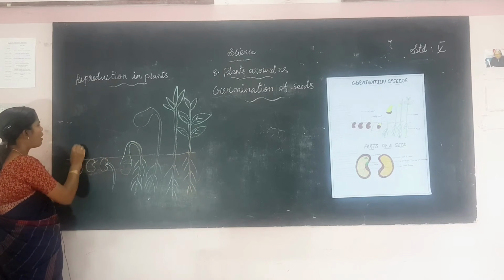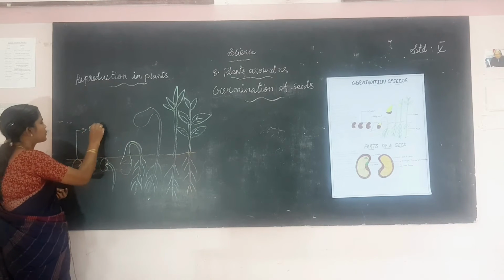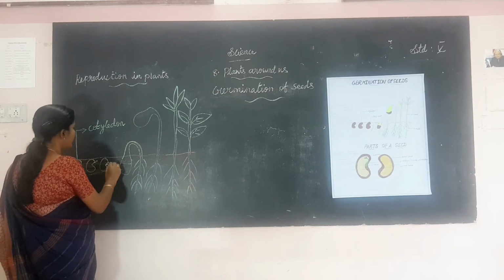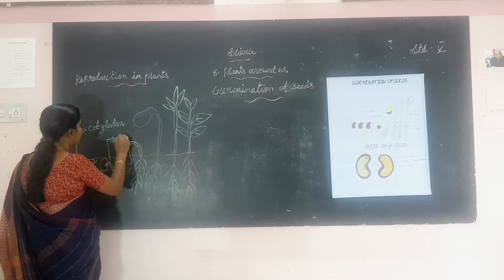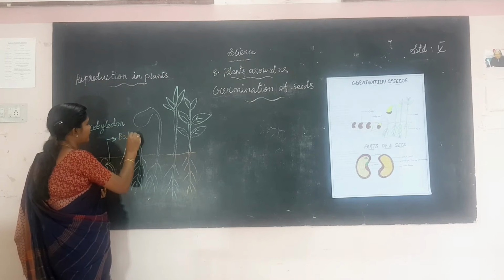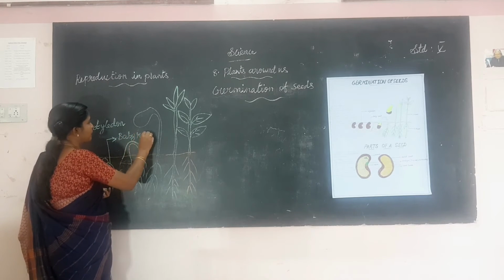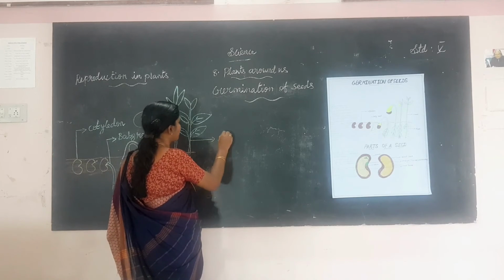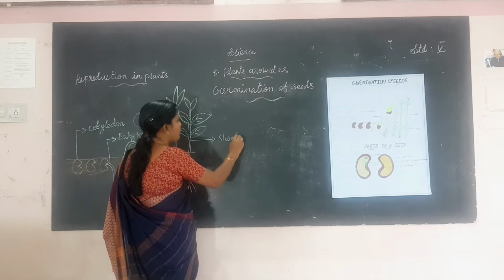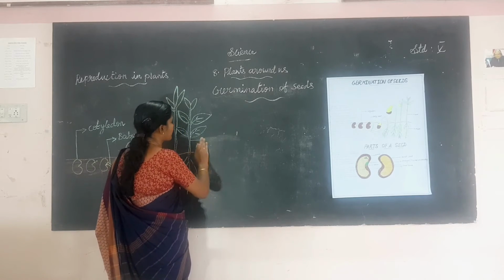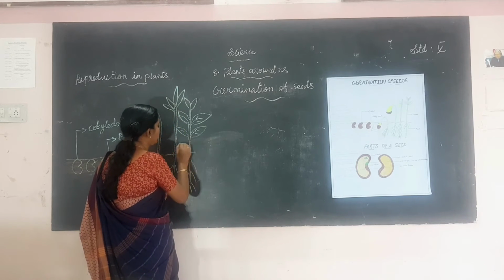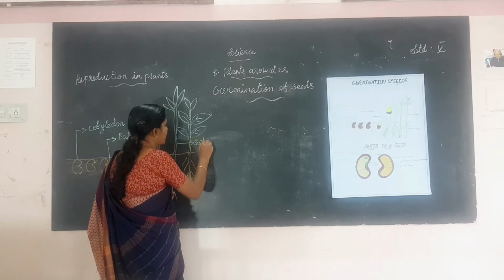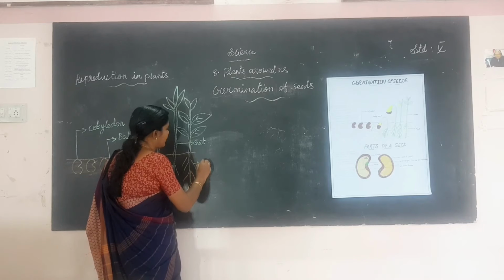This one, cotyledons. This one, baby root. This one, shoot. Shoot or stem. Shoot, root. Okay, yeah.